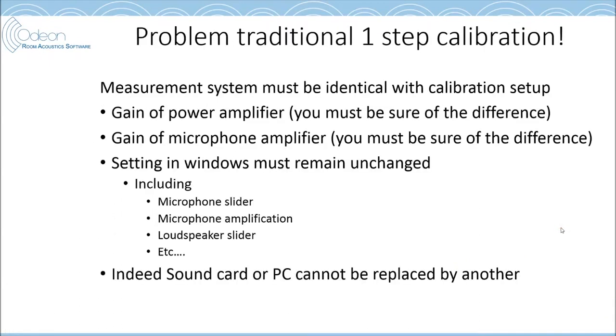So what is the problem with this traditional one-step calibration? Well, the measurement system must be identical with the calibration setup. So you must have exactly the same system when you perform your measurement as you had when you did your calibration. That means the gain of the power amplifier must be the same, or you must be sure of the difference. The gain of the microphone amplifier must also be unchanged, or you must be sure of the difference. All the settings you can affect the measurement with within Windows must remain unchanged, so that includes the microphone slider, microphone amplification, loudspeaker slider, etc. And indeed, the sound card or the PC cannot be replaced by another. So you really need to have exactly the same system when you do your measurements on site as you had during your calibration, and that's quite awkward.